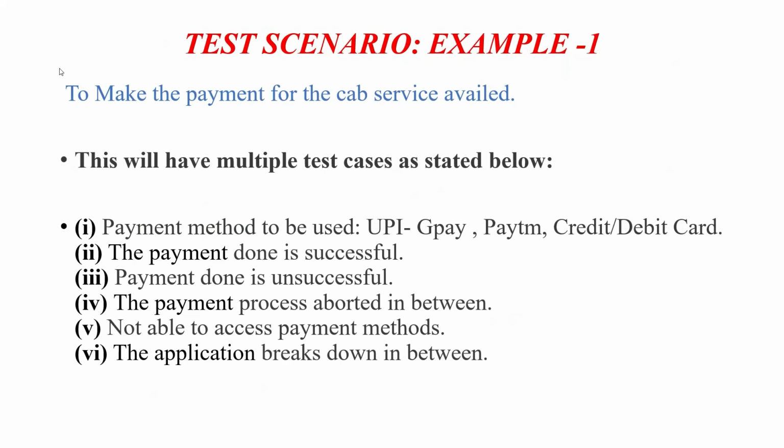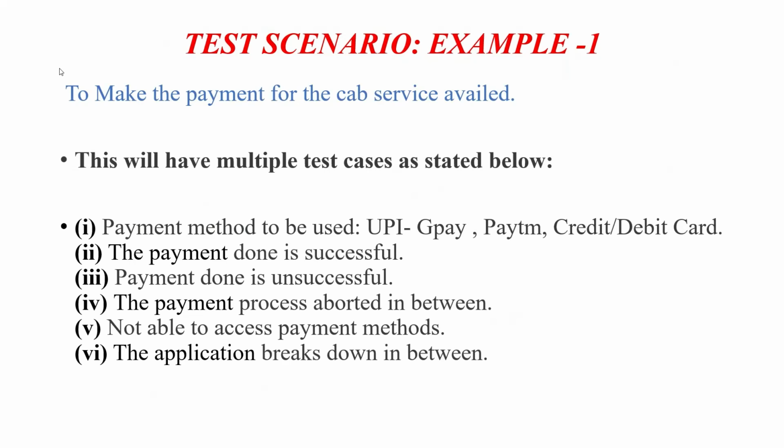And for example, if we take the payment for a cab service, there are multiple test cases which can be involved. The payment method to be used may be Google Pay or Paytm, or you can also pay with a credit or debit card. The next scenario is whether the payment is done, whatever payment gateway we use, or in whatever way we process the payment, whether the payment is successful. The payment may be successful or unsuccessful. Or the payment process may be truncated in between.